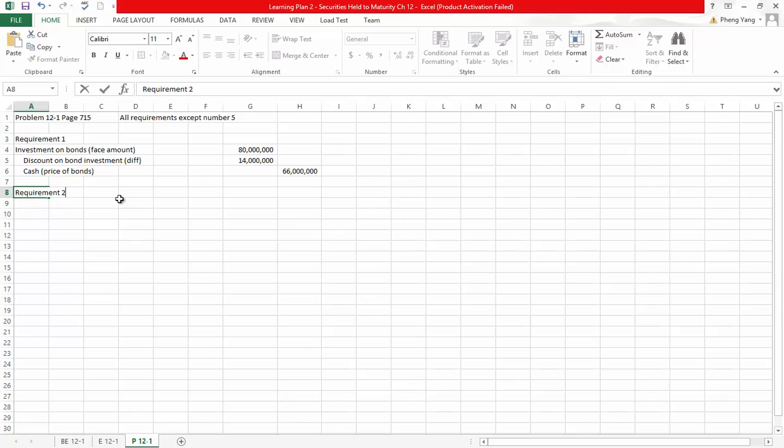Requirement 2, we are to record the entry for the interest on June 30th at the effective rate. Okay, so once again, we know that we're going to get cash in. So once again, these bonds yield 8%, but because we're calculating interest semi-annually, that's twice. So you take the 8 divided by 2 times the 80 million.